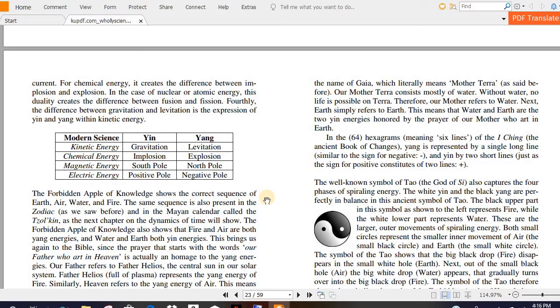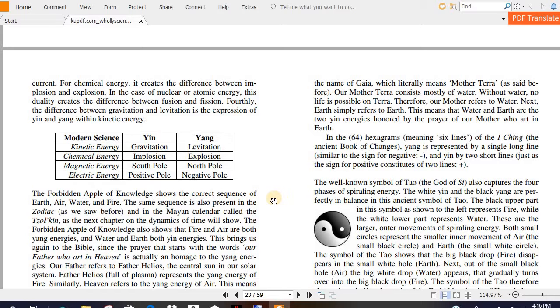The 64 hexagrams, meaning six lines, of the I Ching, the ancient book of changes: yang is represented by a single long line, similar to the sign for negative, and yin by two short lines, just as the sign for positive constitutes two lines.